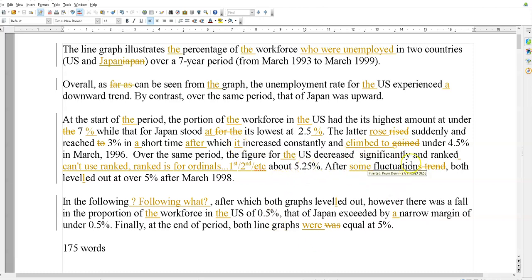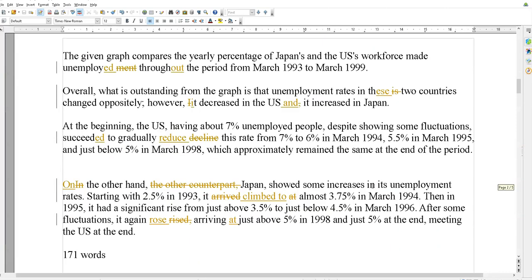And then you've got ranked. We can't use ranked. Ranked is for ordinals, first, second, third. You can't use it for a single figure. It's got to be for first, second, third, etc. So, in the following what? So there's quite a few things here. I'm not going to read it all out. You can see it. I'll just leave it here. You can pause it, but you'll see there's quite a few errors and things that require some change. Okay, let's have a look at the next one.